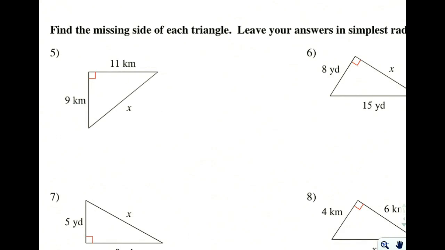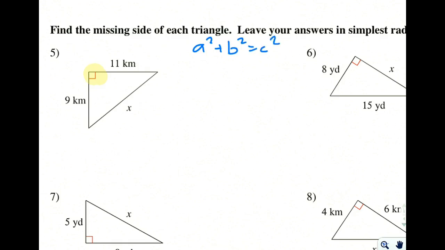Going down a little bit, we are trying to find the missing side on each of these triangles, and we want to leave our answer in simplest radical form. Now you might recognize these as right triangles, which means that we can use a good old Pythagorean theorem. Now Pythagorean theorem, we always remember, is a squared plus b squared equals c squared.